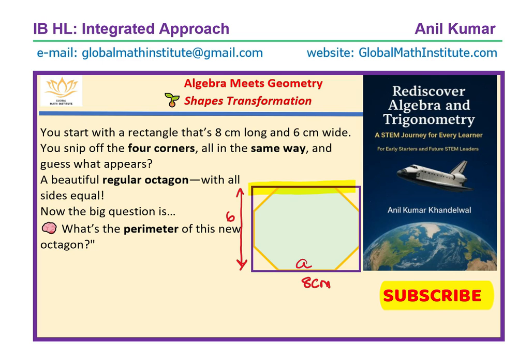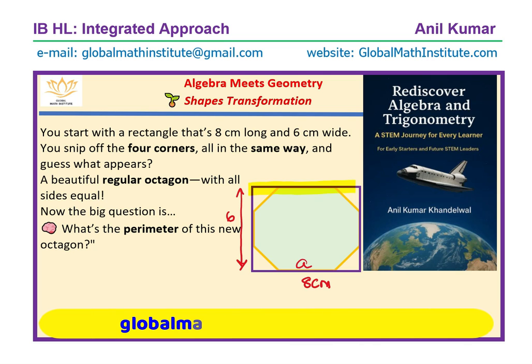So let us focus on just one corner. When we cut it off, we form a right triangle, and the new side of the octagon has side length A. To solve this, we apply one of the most powerful tools in math, the Pythagorean theorem, right? So if you look at this corner, that is the hypotenuse, and these are the two sides, the corner cut. And of course, this is a right angle since it was a rectangle.